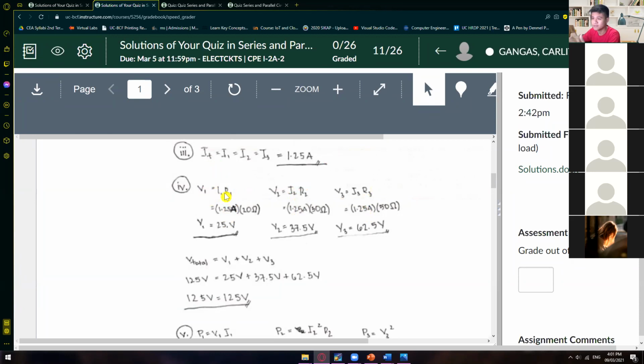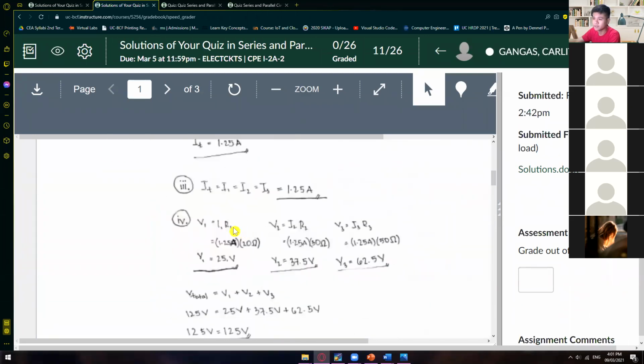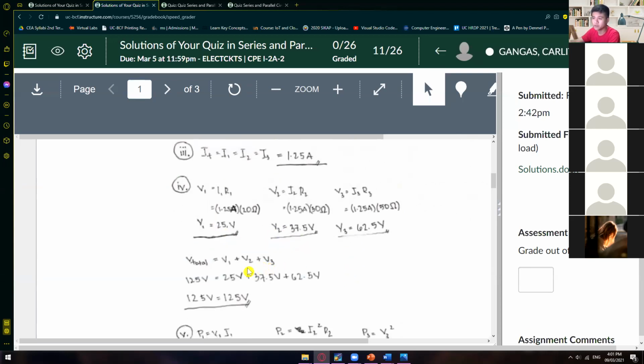So the only difference when it comes to solving things is the individual resistance. So for the individual resistance, we have here 20, 30, and then 50. So for the R1, we have 20, R2 30, R3 is 50. And then just do the math with your calculator, and then you will get those individual voltages. Okay, or individual voltage drop. So V1 is 25 volts, V2 is 37.5, V3 is 62.5. For the V total, of course, it's equal with your 125 volts.